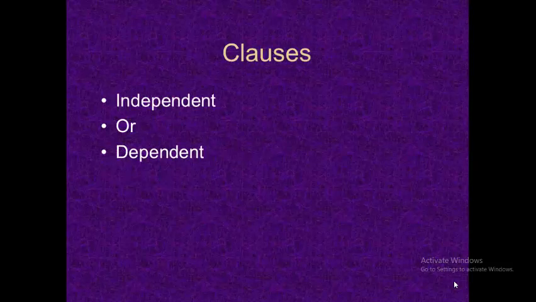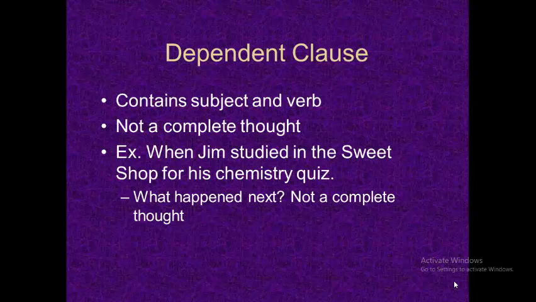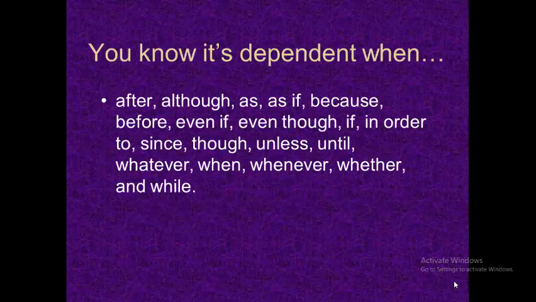We have clauses, sentence structure, and practice. As I just said, we have independent clauses and dependent clauses. Independent clauses can stand alone as a short sentence, like Jim can track. A dependent clause contains a subject and a verb, but is not a complete thought, like they need a second sentence to complete them. Like when Jim studied in the sweet shop for his chemistry quiz, what happened next? Not a complete thought. We don't know what happened next.